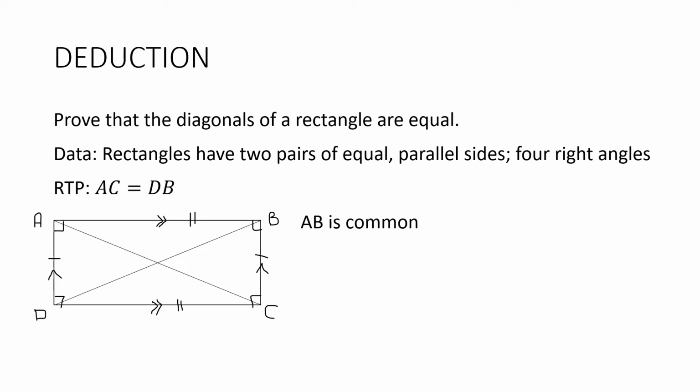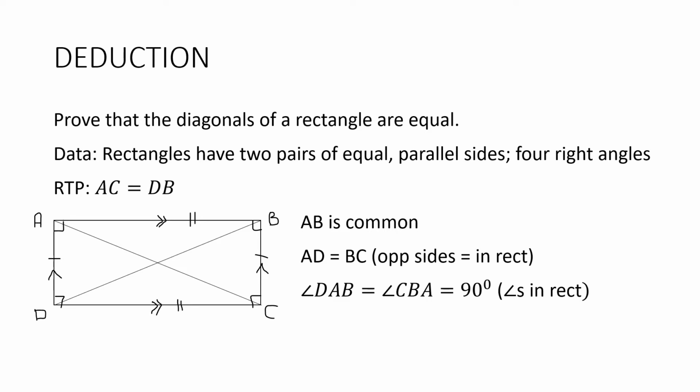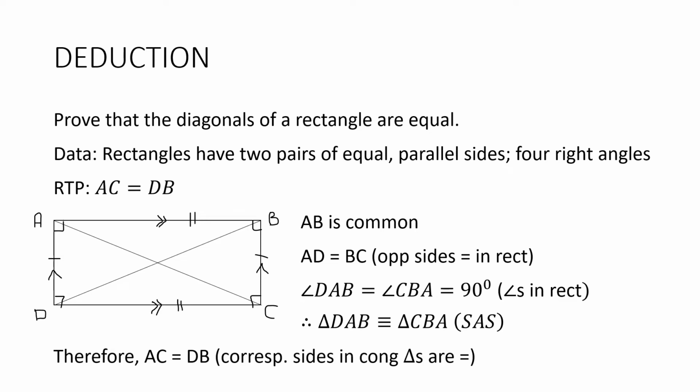AB is common to both triangles. We know that AD and BC are equal because they're opposite sides in a rectangle. And we also know that these angles are 90 degrees because they're angles in a rectangle. Therefore, triangle DAB is congruent to triangle CBA, reason, SAS. Therefore, AC is equal to BD because corresponding sides in congruent triangles are equal. Therefore, the diagonals of a rectangle are equal.